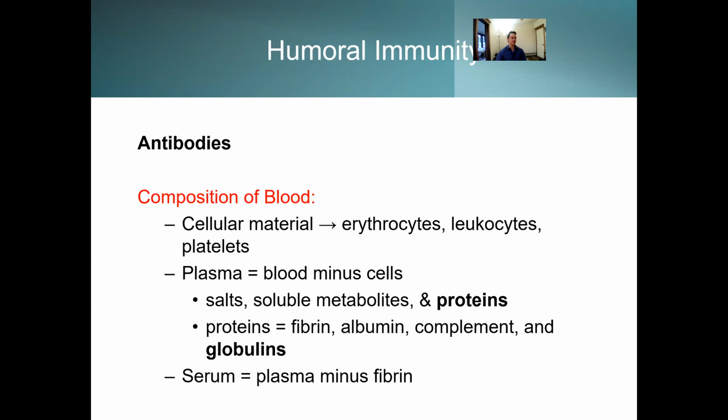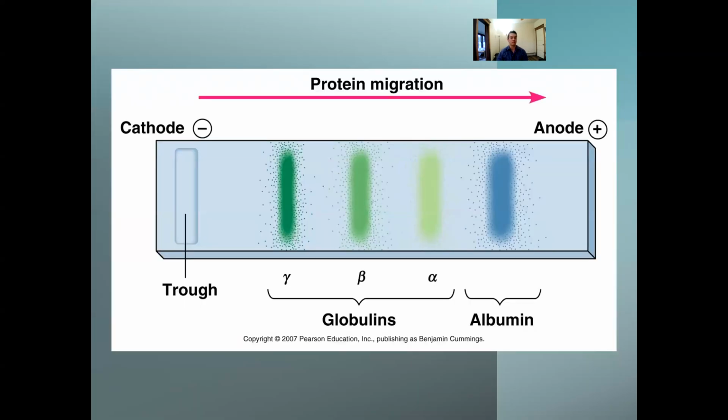It's important here that the three principal subsets of the globulins are alpha globulin, beta globulin, and gamma globulin, which are distinguished by their respective degree of electrophoretic mobility. So alpha has the greatest and gamma has the least. So what in the world am I talking about?